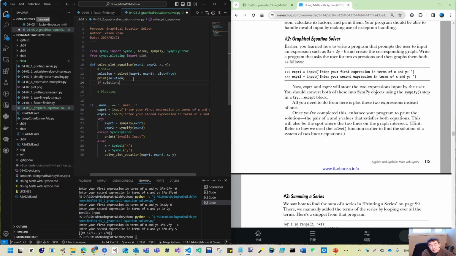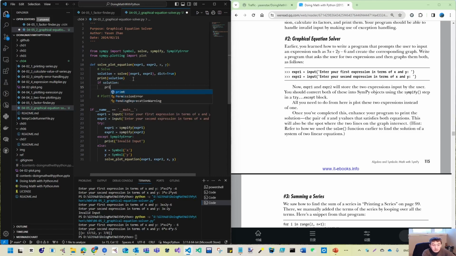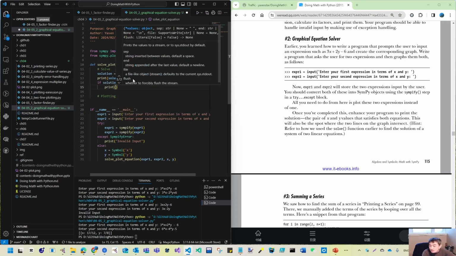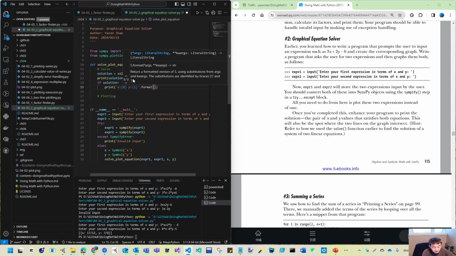So if a solution we see is not empty, then we will print x is 0 and y is 1, with the format of the solution. So we know the solution is like this. It's a list, and this list is just one dictionary element. So we will use 0 to find the dictionary, and 0 will be the x.